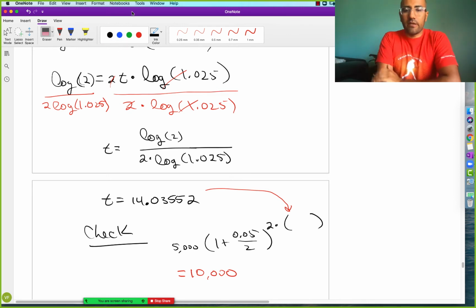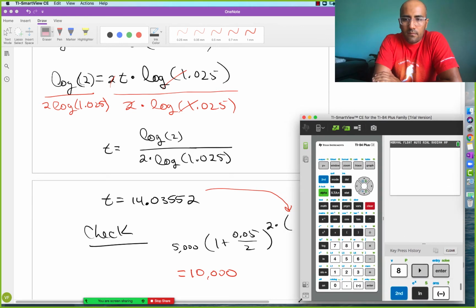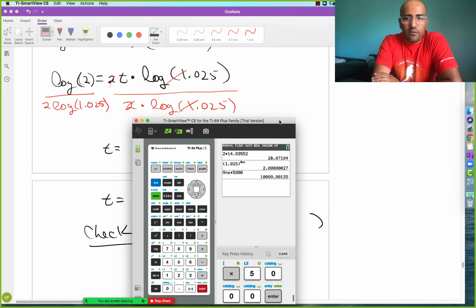So we can just type that into our calculator and check it. So 2 times 14.03552, that's that product. And I want to say 1.025 to the power of that previous answer, 28.0704, times 5,000 gets me 10,000. Pretty close to the answer I was expecting.